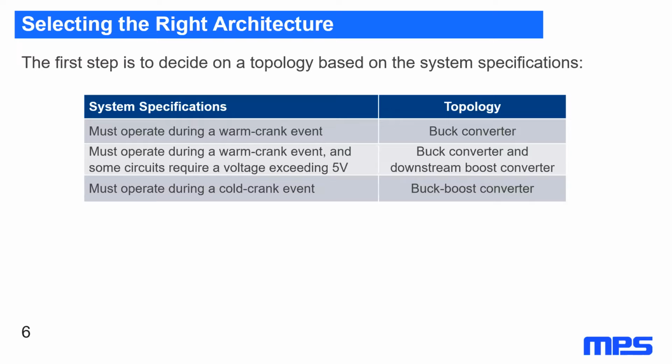If all our system only requires voltages below 5 volts, we will be fine. We can supply this lower voltage even if our input drops. So we could use a buck converter, so a step-down converter.